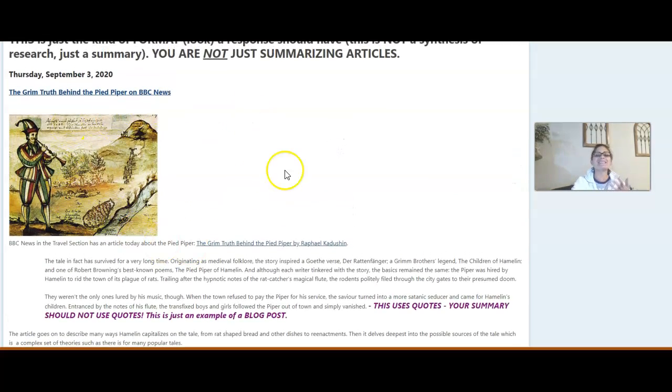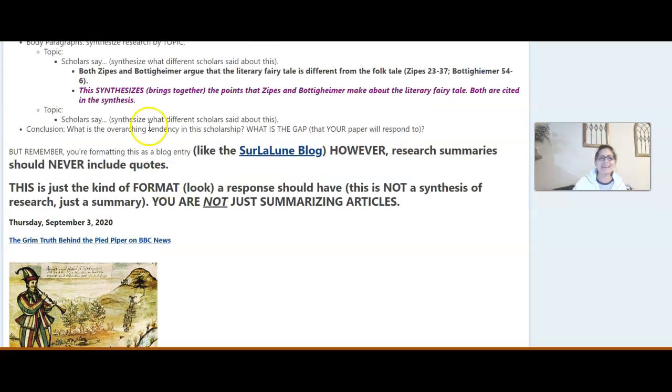So, but this is the kind of format, the look, and the language that you want. You want this to be something that someone else could read and understand without having to get into a bunch of scholarly jargon. And no one knows how to do that better than you. You've been doing it all along this semester. So tap into that genius and apply it here for your written blog post.